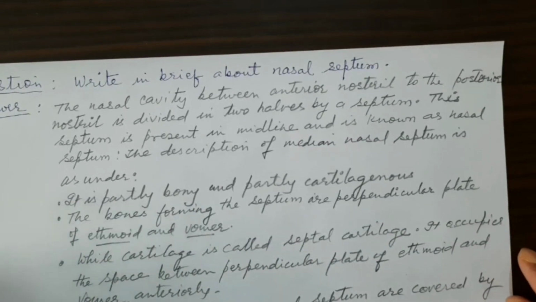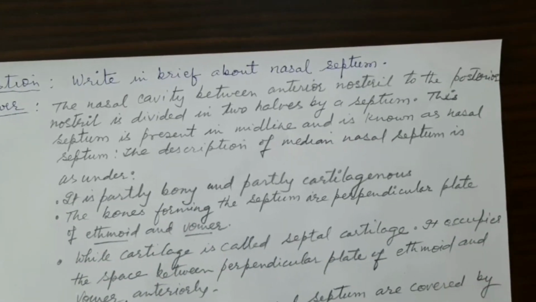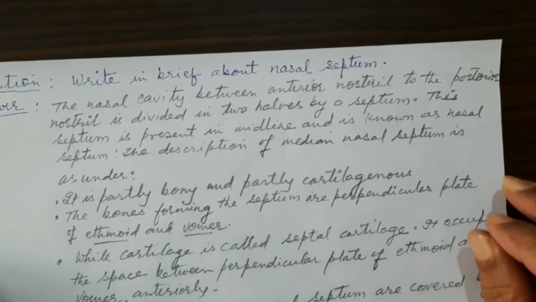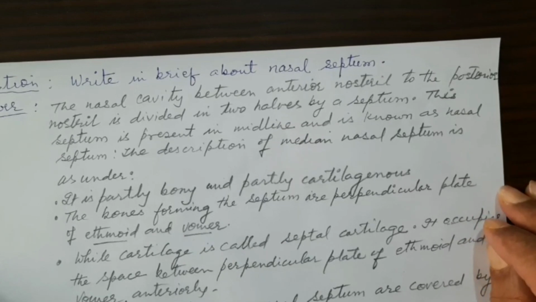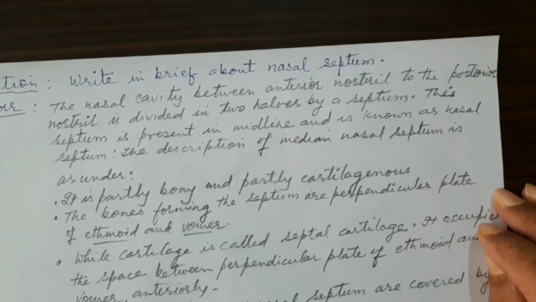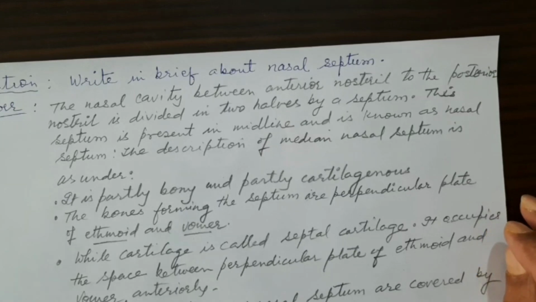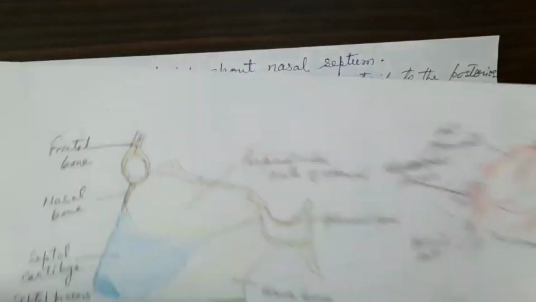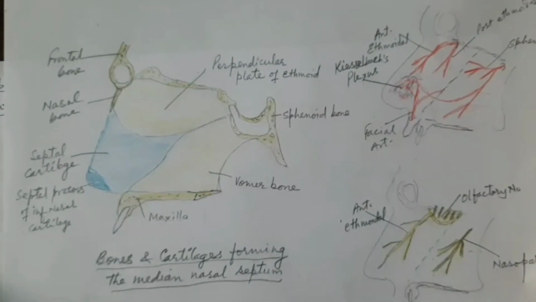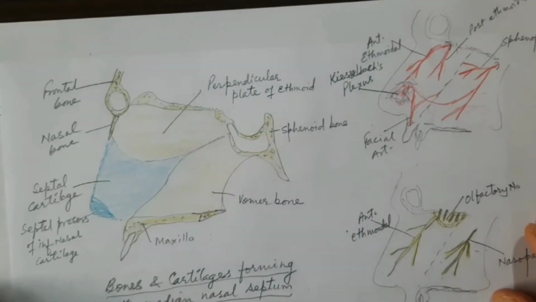The description of the medial nasal septum is as under. It is partly bony and partly cartilaginous in nature. That means the medial nasal septum is formed by bone as well as by cartilage. Let us see this in the diagram I had drawn for the median nasal septum.